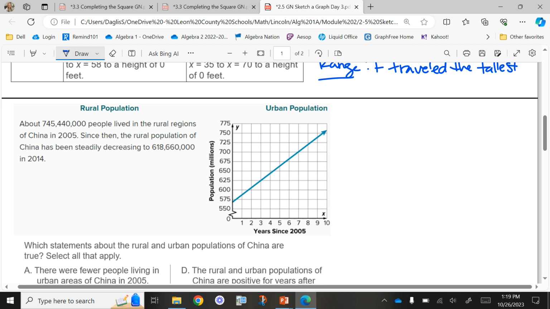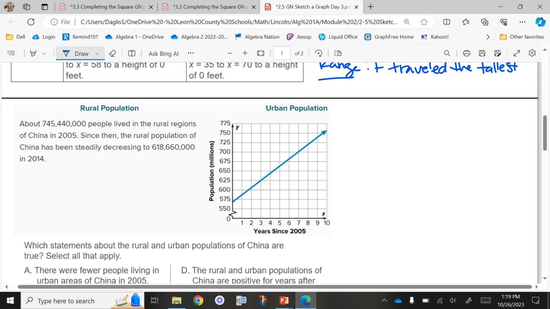We have rural, can never say that word, and we have urban population. Okay? So about, what is that? 745 million, 440,000 people lived in the rural regions of China in 2005. Since then, the rural population of China has been steadily decreasing to 618,660,000 in 2014. Right? And then we have a graph of our urban population.